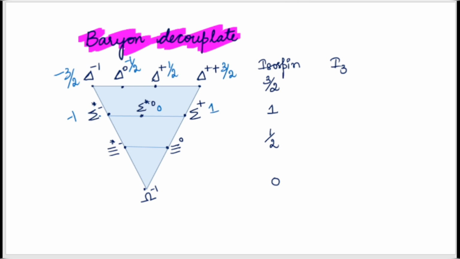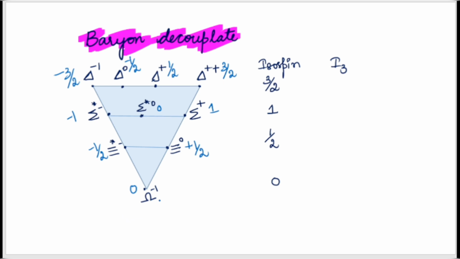For the sigmas: sigma negative is minus 1, sigma 0 is 0, sigma positive is plus 1. For the symbol called cascade, it is minus half and here it is plus half, and for omega minus 1, the third component of the isospin is 0.